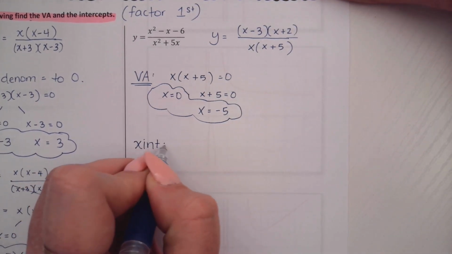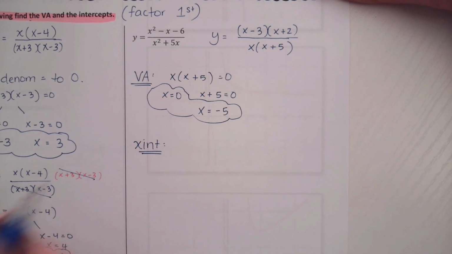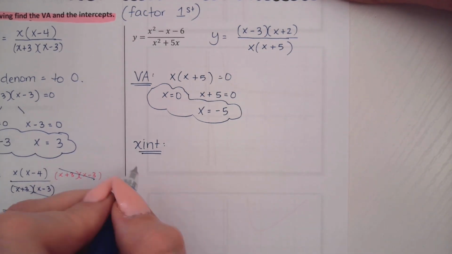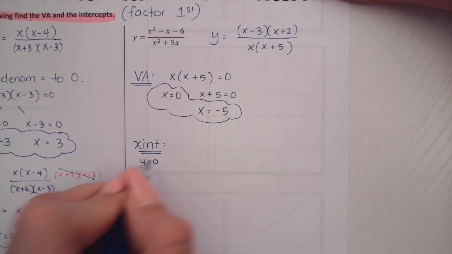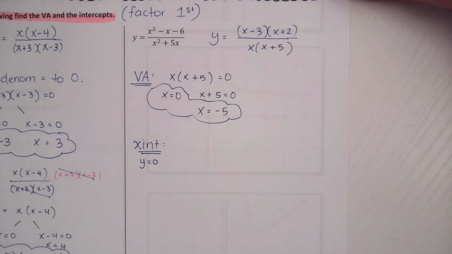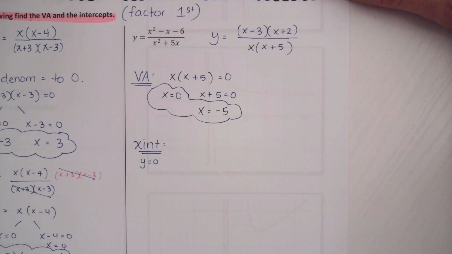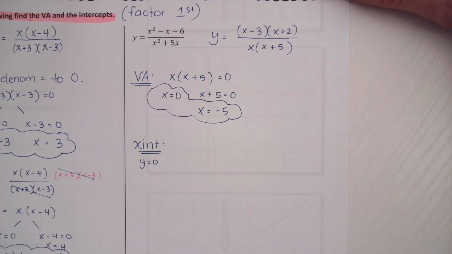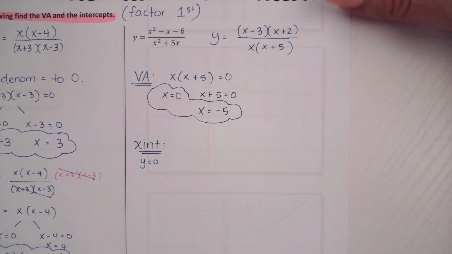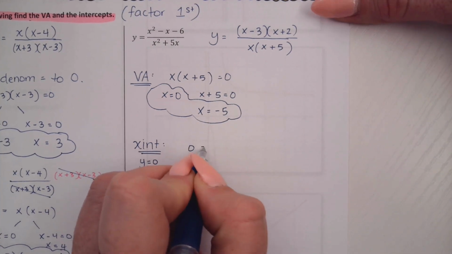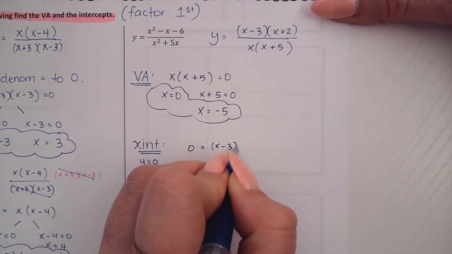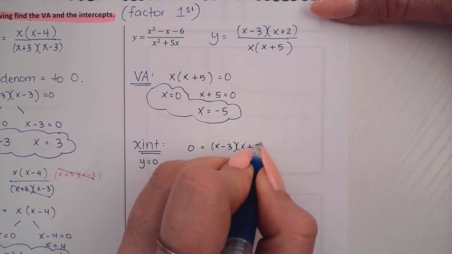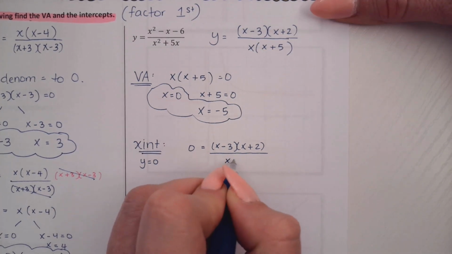X-intercept. How do we find that again? Set y equal to 0. Good. And we kind of learned already, what's the shortcut? Just the numerator equals 0, right? Because the denominator is going to cancel. If you find yourself not remembering that, just write the whole thing, and then you can actually see the denominator canceling. So 0 equals (x minus 3)(x plus 2).